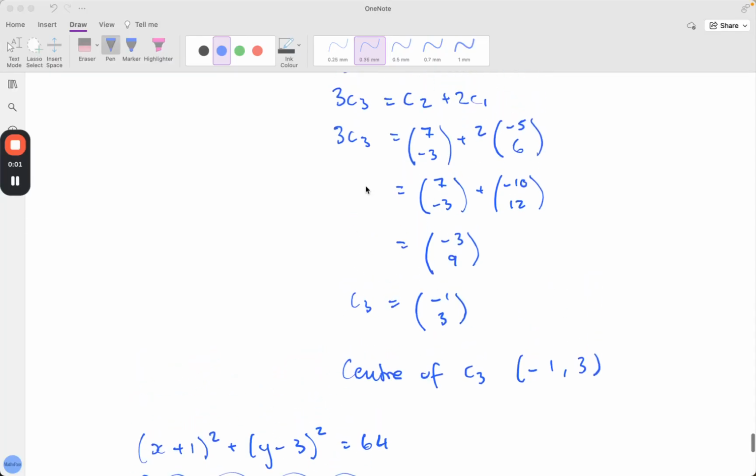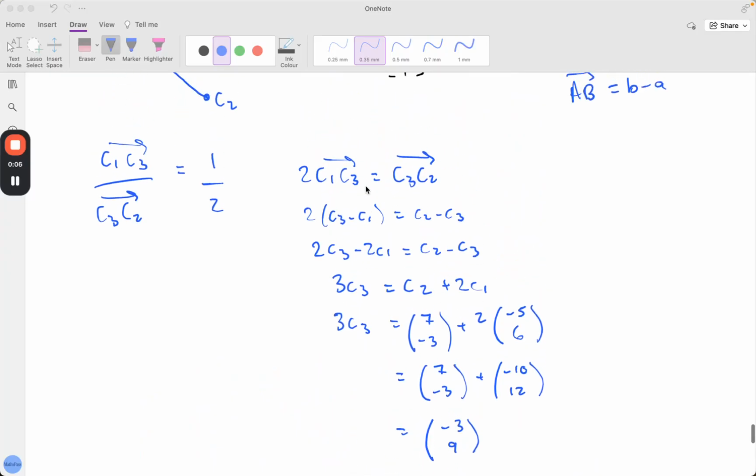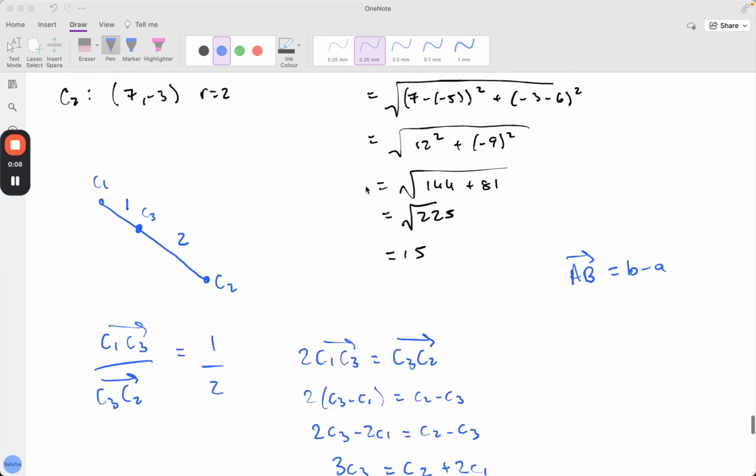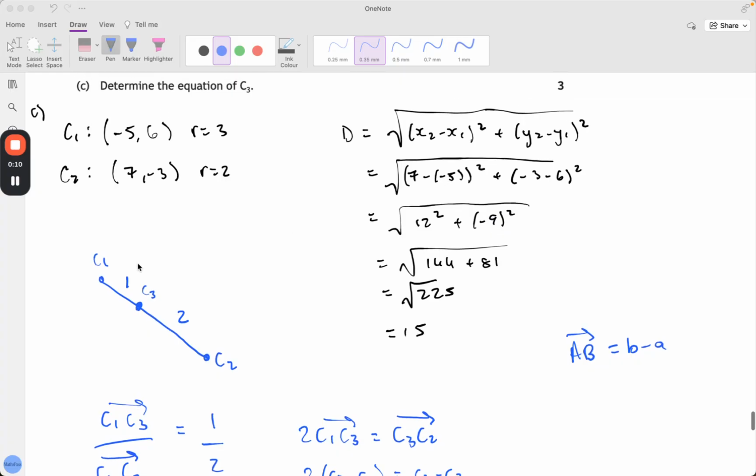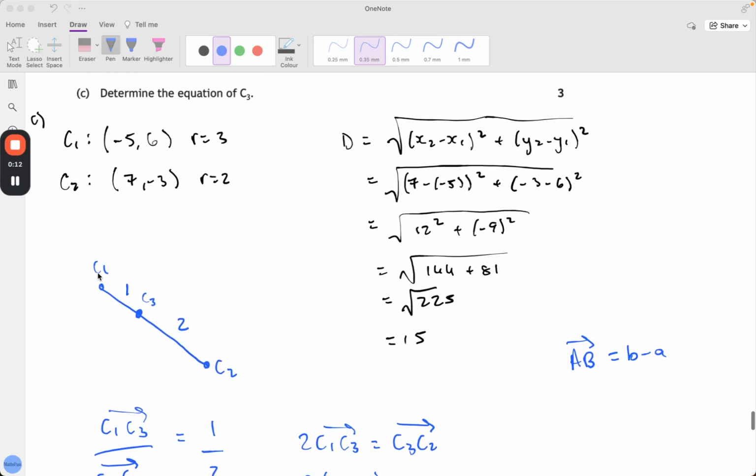A little alternative method for finding C3 is to use your ratio in a slightly different way, and you can just do it by inspection instead. So I'll just scroll back up to here. So we know the distance between C1 and C2, and we know C1's centre and C2's centre. So I'm just going to add this over here. And we've at this point said that we've already got a 1 to 2 ratio. So you can think about this in terms of the change in x and the change in y, and that can help you determine what C3 has to be.